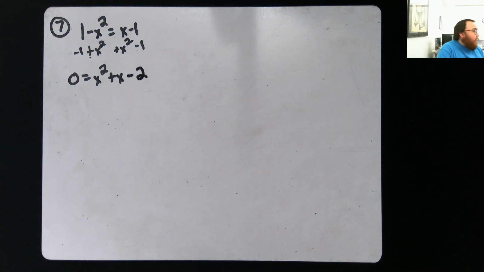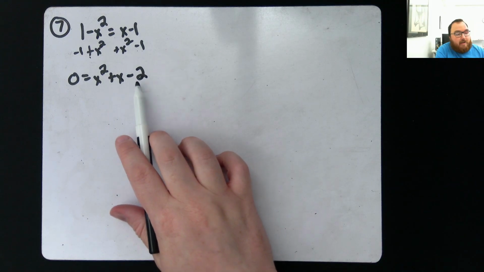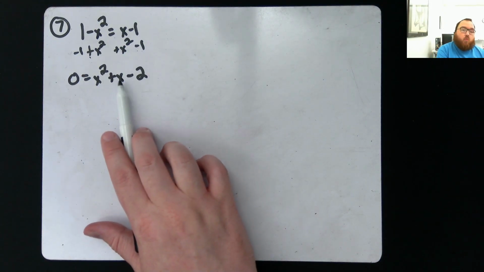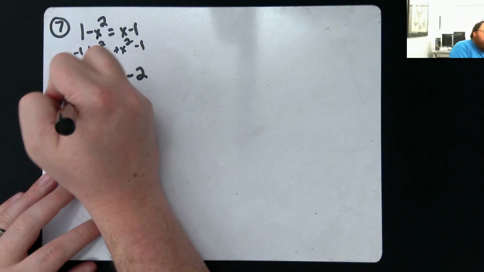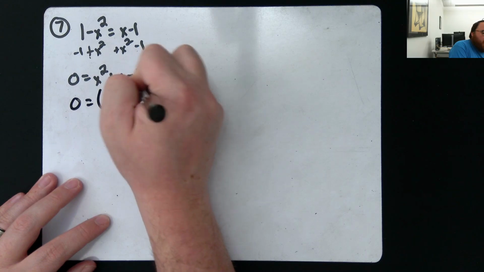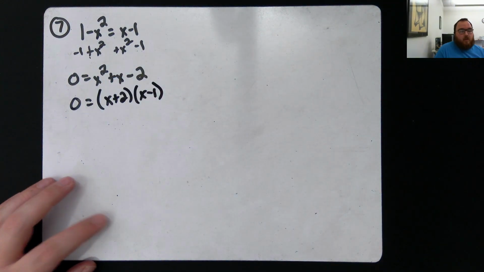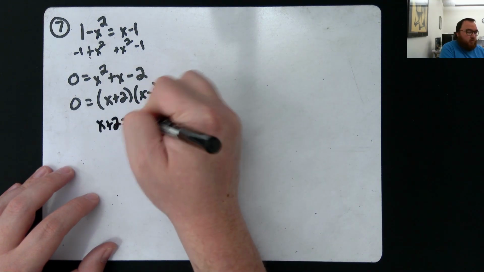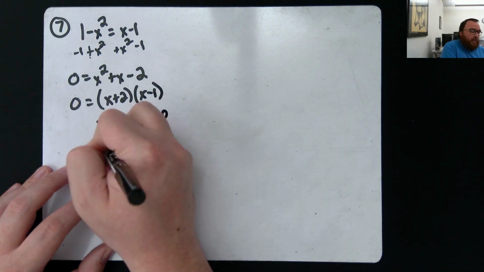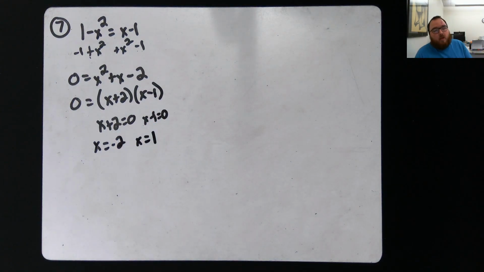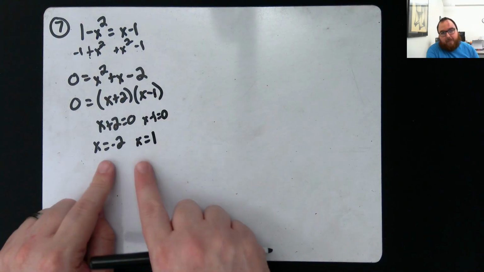So now I want to find the factors of the negative 2, whose sum is equal to positive 1. That would be positive 2 and negative 1. So x plus 2, x minus 1. Set both of those equal to 0, and I get x equals -2, and x is equal to +1. So that's where those two graphs are going to meet. Therefore, those are going to be my bounds.